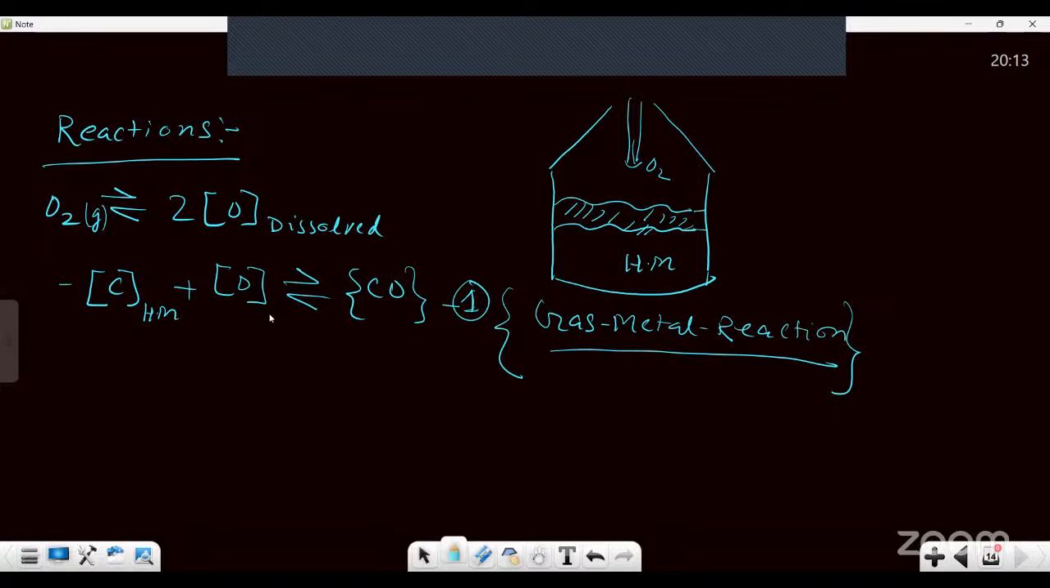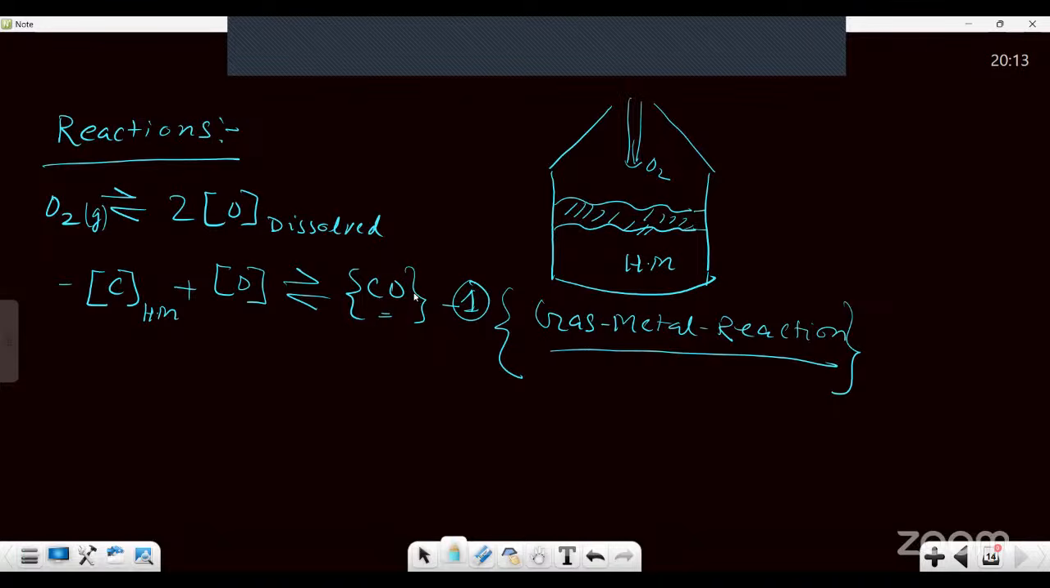And this oxygen can actually take place in two ways. One is it can be dissolved in the hot metal, or it can be directly in the gaseous phase also. So if it is in the gaseous phase, then the carbon from the hot metal is basically reacting with the oxygen in the gaseous phase and giving us CO, which itself is a gas. So that is why we call it gas metal reaction.